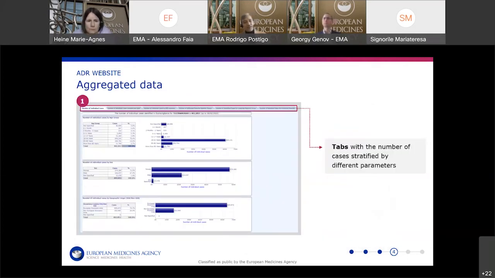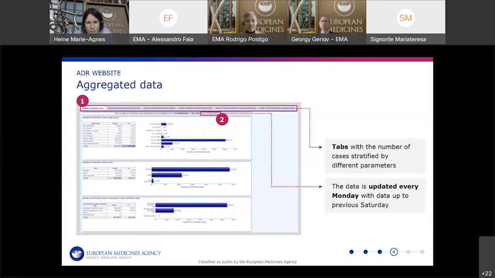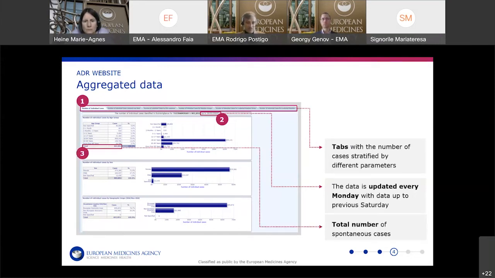So the first part of the ADR website would be aggregated data, and by aggregated data I mean the number of cases. And then we're going to have the number of cases stratified by many different parameters. It would be very boring for me to go in this presentation through all the tabs, but I will highlight the key ones. First, as I said, EudraVigilance is a very live database, and we are constantly receiving cases. The data on the ADR website is updated every Monday with the data up to the previous Saturday. So you will have there the data lock point for the data you are reading. And in this first page, we have the total number of spontaneous cases.